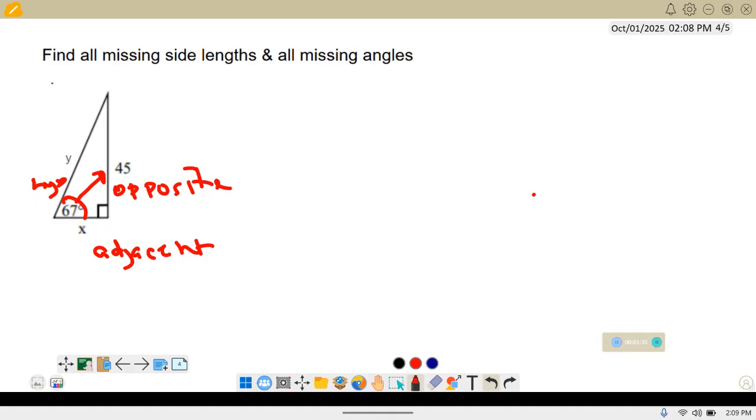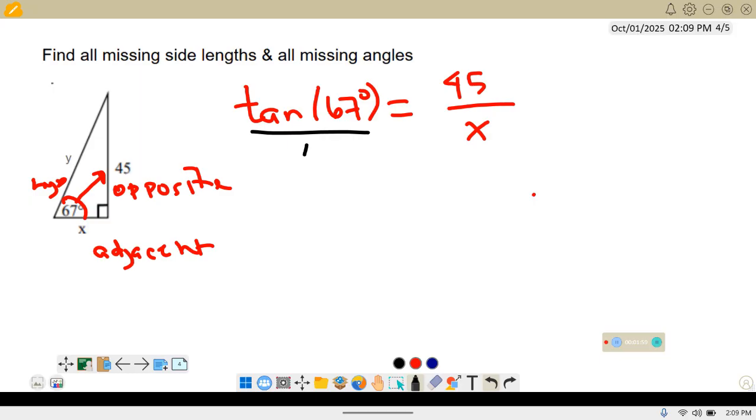So when we set up this problem, we're going to say the tangent of 67 degrees is equal to the side opposite, which is a 45 unit measure, over the side adjacent, which is x. And then how you solve for this is really up to you. If you want to, you could put that tangent of 67 degrees over 1, and then cross multiply like it was a proportion.